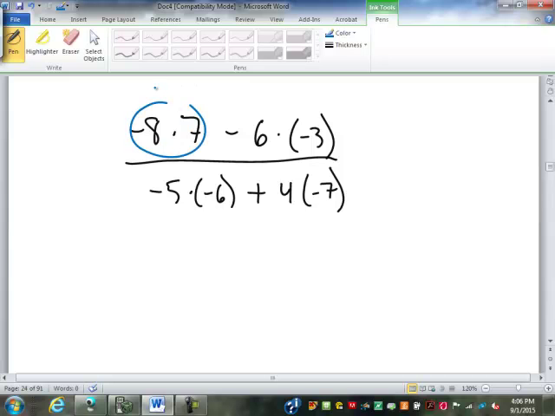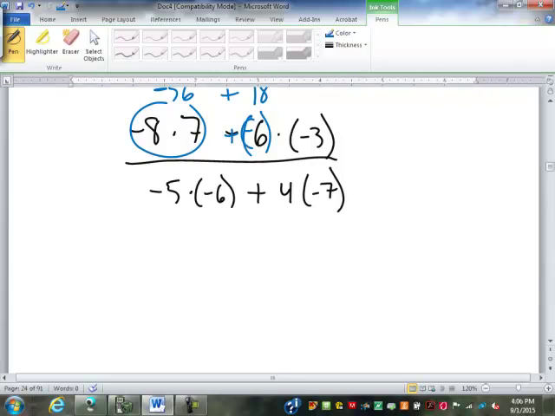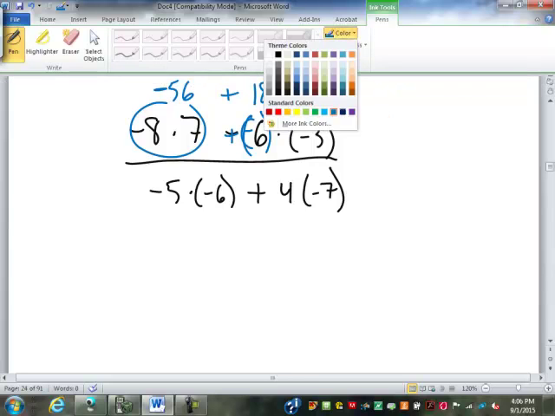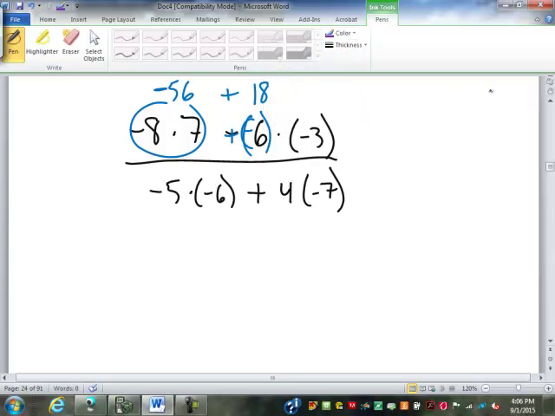Negative 8 times 7, which will be negative 56. Now over here, you guys prefer to look at this as plus a negative 6. So it's negative 6 times negative 3, positive 18. So it's either going to be plus 18 or minus a negative 18, which becomes plus a positive 18 anyway. So you have negative 56 plus 18. Negative 38 is what we get on top.